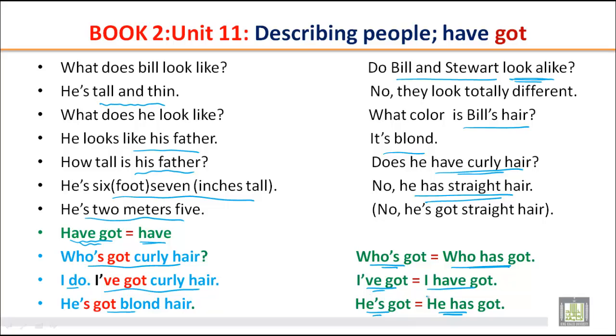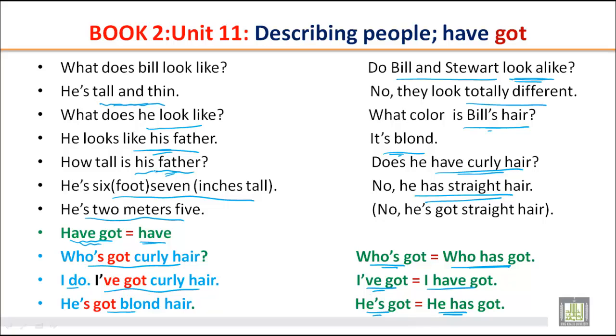So let's repeat. What does Bill look like? He is tall and thin. Do Bill and Stewart look alike? No, they look totally different. What does he look like? He looks like his father. What color is Bill's hair? It's blonde. How tall is his father?